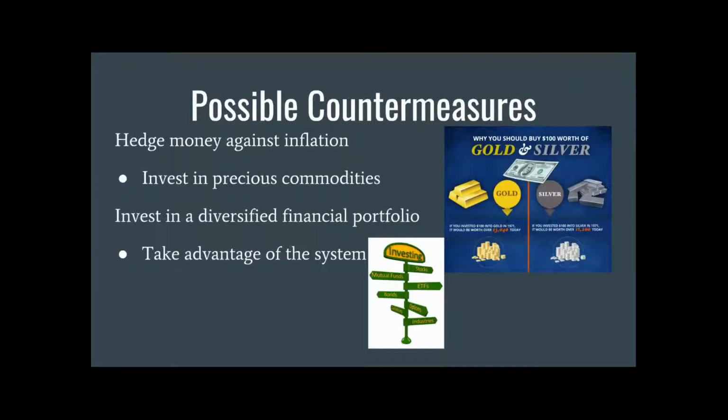Some of the possible countermeasures are to hedge your money against inflation by investing in precious metals such as gold and silver. By looking at the chart on the right, you may notice that the purchasing power of $100 worth of gold bought in 1971 has increased by dramatic amounts, while the value of the US dollar decreased substantially. You may equally try to take advantage of the system. You can invest in stocks, bonds, equities, ETFs, and various other financial instruments in order to generate returns that exceed the rate of inflation.